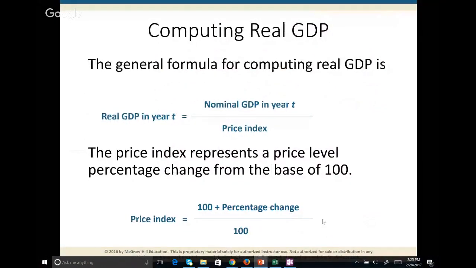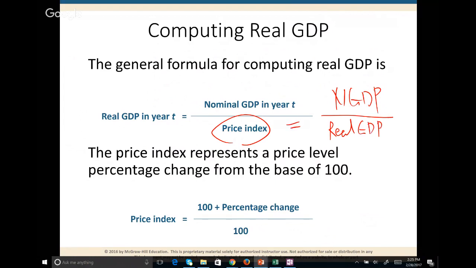All right, so your price index, if you reformat this formula, is your nominal GDP for each year divided by real GDP for each year. That will give you the price index. So guys, make sure you know how this formula works, because on the quiz there will be questions like this.